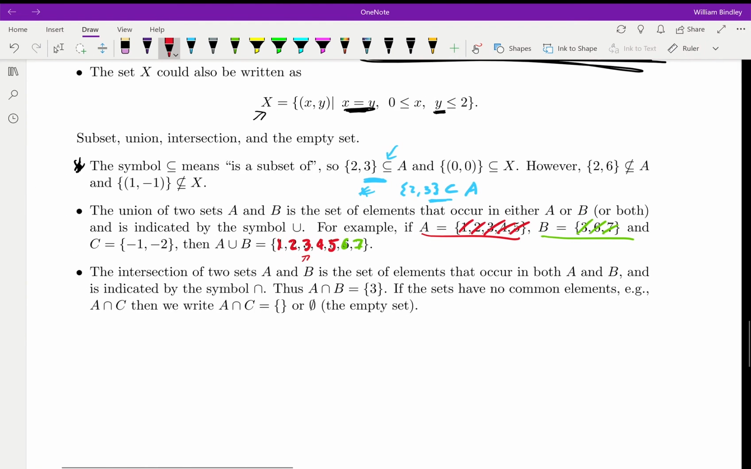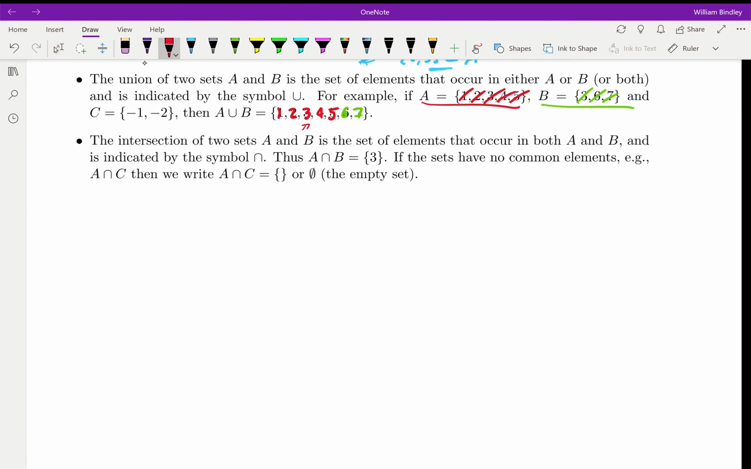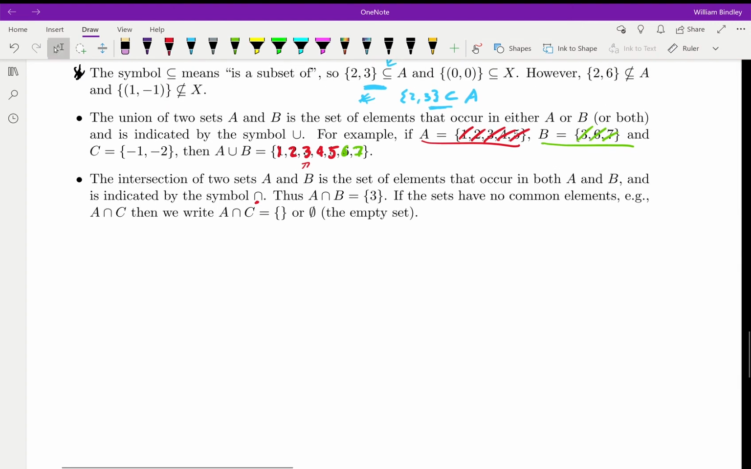Cool. So the intersection of two sets A and B is the set of all elements that occur in both A and B. We indicate set intersection by this symbol here. It's like an upside down U. And if we look back at A and B, set intersection is exactly like asking what elements do two sets have in common.